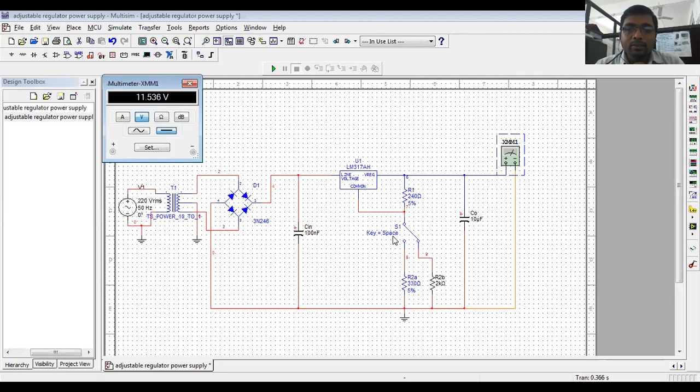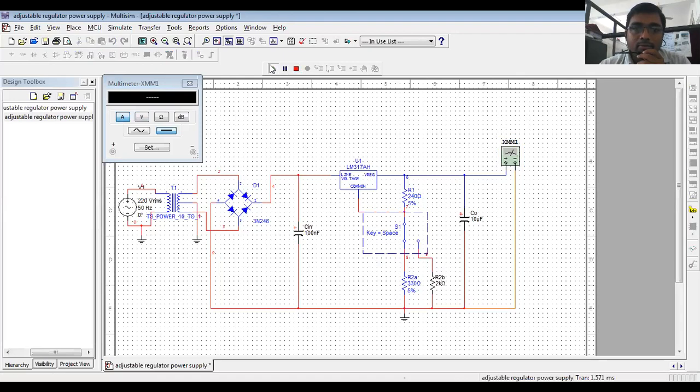Now how would the switch be switched? It is mentioned here, S1 is the switch, and the key is space. So when you click on the switch and press the space, it would switch from one terminal to the other terminal, meaning from the 2K terminal to the 330 ohm resistor. So now start the simulation.